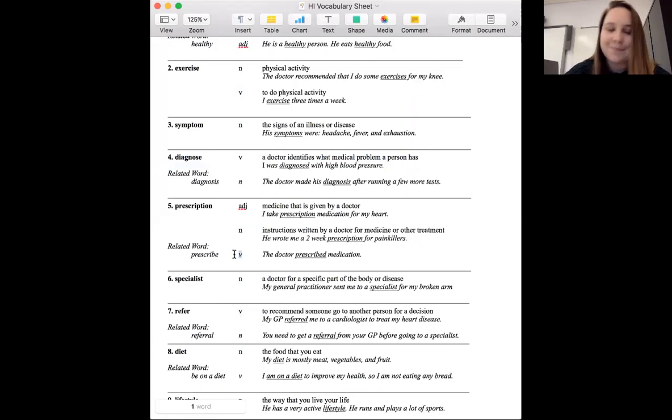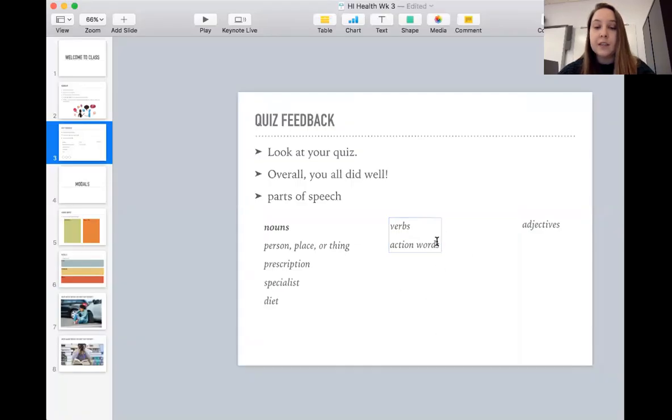Prescribe, verb. So pay attention to which things are verbs because you're going to use them very differently than you would use a noun. So our vocabulary verbs are things like exercise, refer, prescribe. All of those are our verbs this unit.